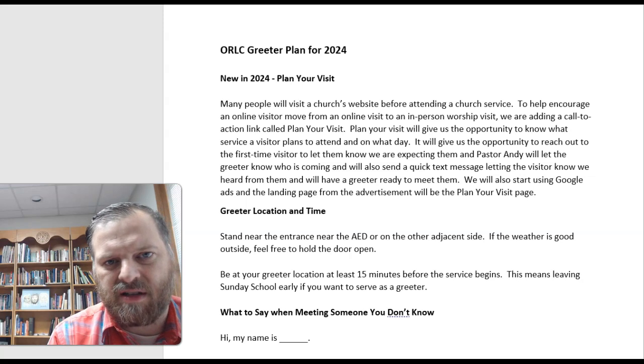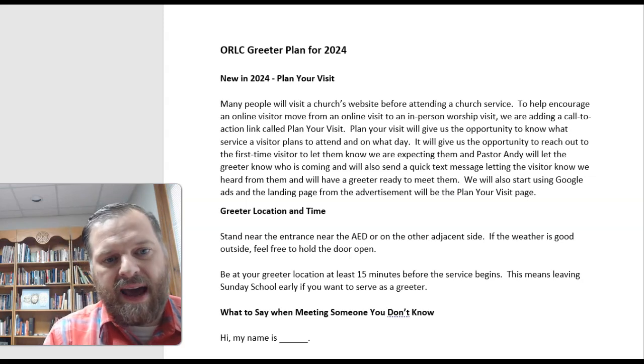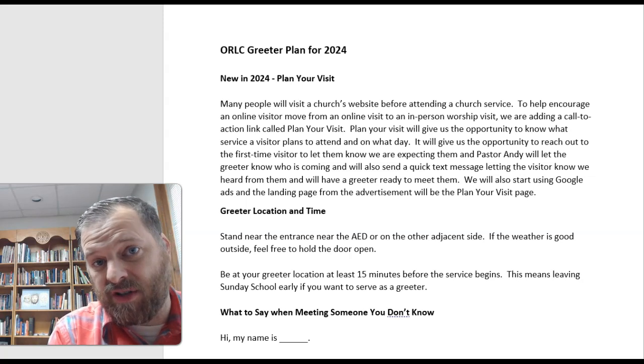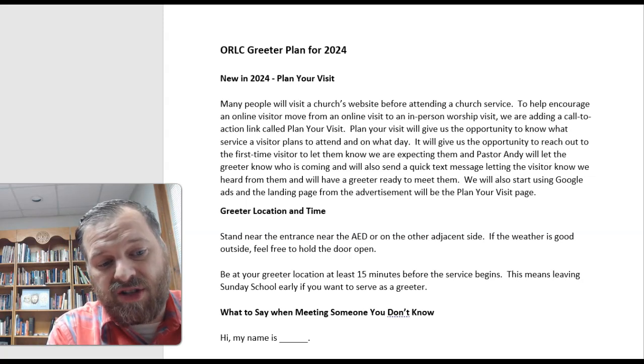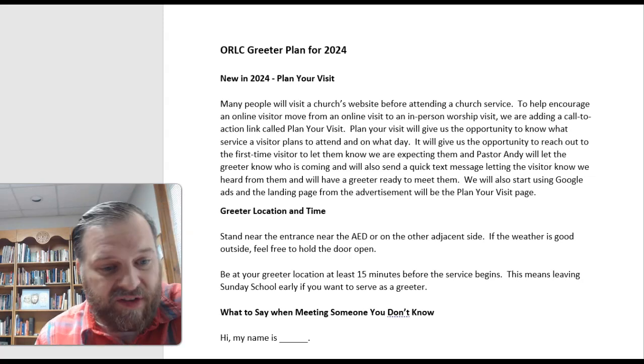So this is good because it means we will know who's coming, hopefully, if they do this, what service they plan on coming to, what date. We'll have their name. We'll ask for preferred contact so we can reach out to them and say, hey, we got that you're coming, look forward to meeting you. And whoever the assigned greeter or greeters are that day, we will text them and say, so-and-so will be greeting you, right? And then we'll tell so-and-so, hey, we just got notification.